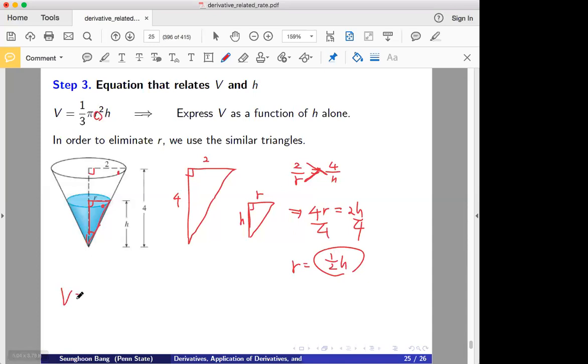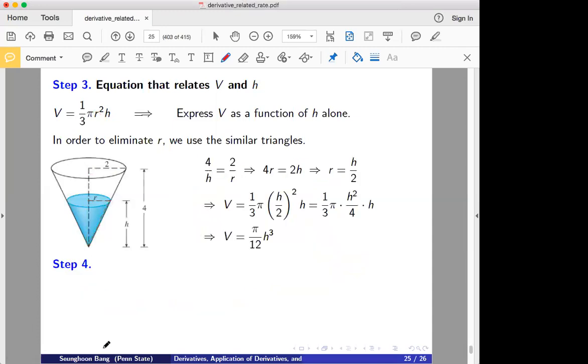What's the volume like? Volume is 1/3 pi times (1/2 H) squared times H. That's 1/3 pi times 1/4 H squared times H. Change it to 1/12 pi H cubed. So this is the exact volume, right? We have it like this.